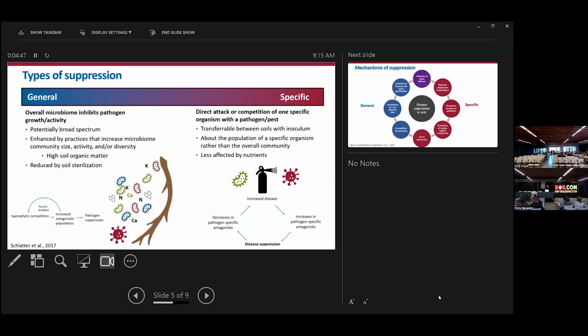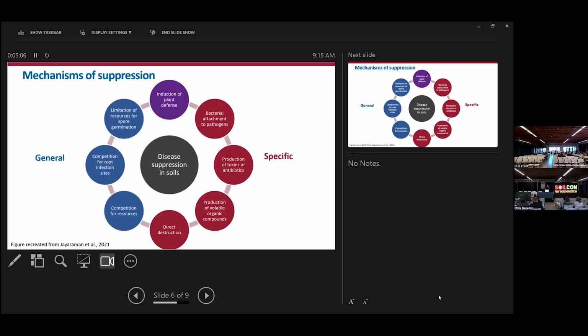Whereas with general suppression, it tends to be maybe more stable because there's just this general continued activity of the microbiome. But I want to emphasize that this is a continuum, and so it's important to think about what mechanisms along this continuum are at play with disease suppression in raspberry systems.